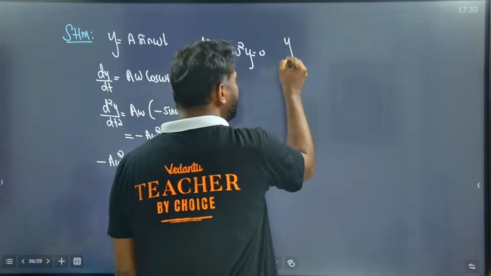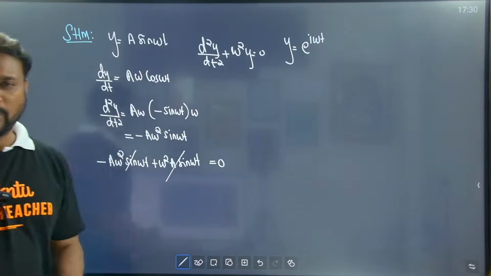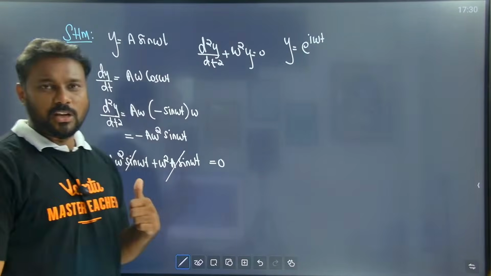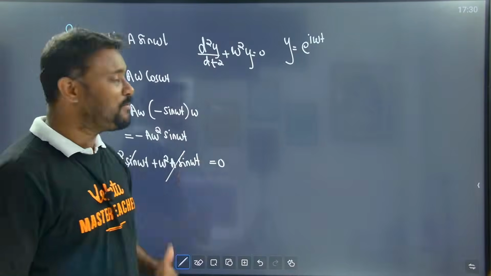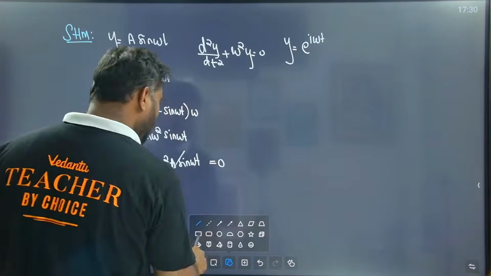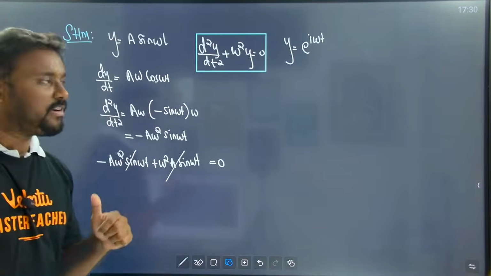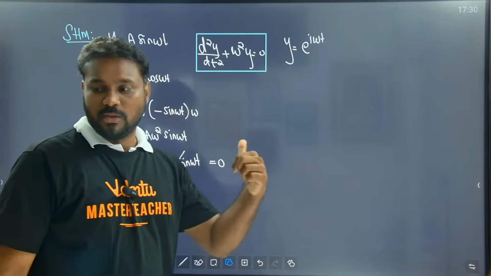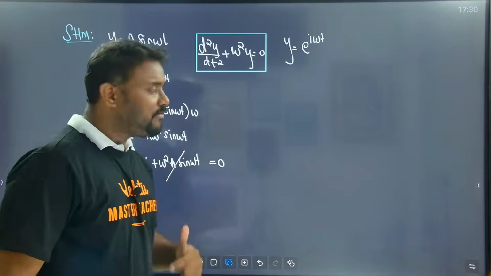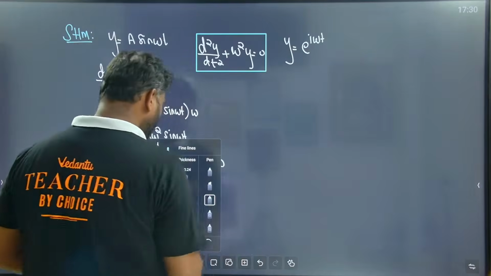So this is y is equal to e power i omega t. Does it exhibit simple harmonic motion or not? Check. We must know the equation. What is the equation? Yes, the general equation for simple harmonic motion: d square y by dt square plus omega square y is equal to 0. Yes or no? So we'll start with this. This is the idea. You must know it clearly.